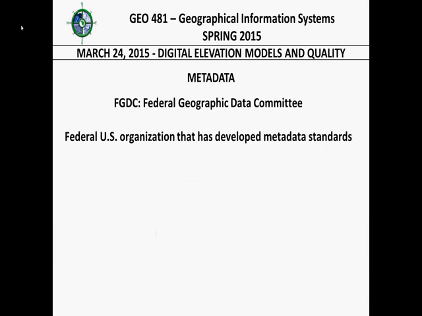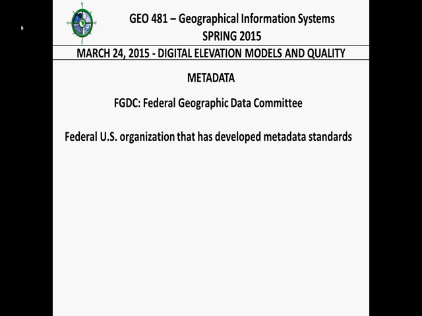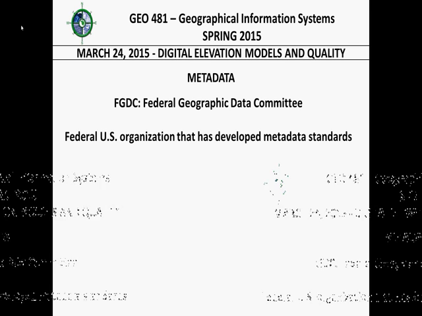And we'll whip through these last couple slides. In the U.S., the Federal Geographic Data Committee develops metadata standards. That web page that you saw with the list of attributes, the FGDC defined how that page is laid out, what attributes are on it, and so on. That's all.